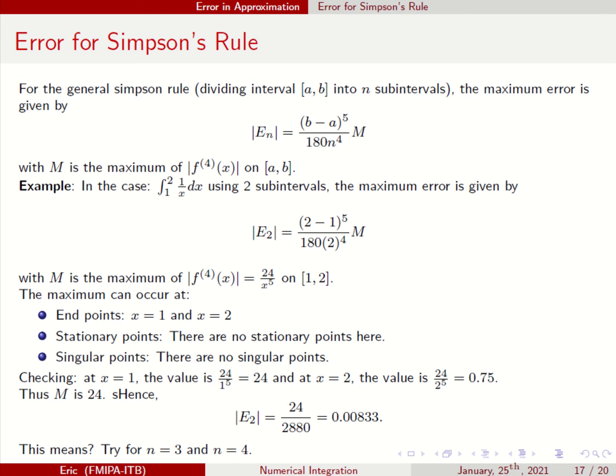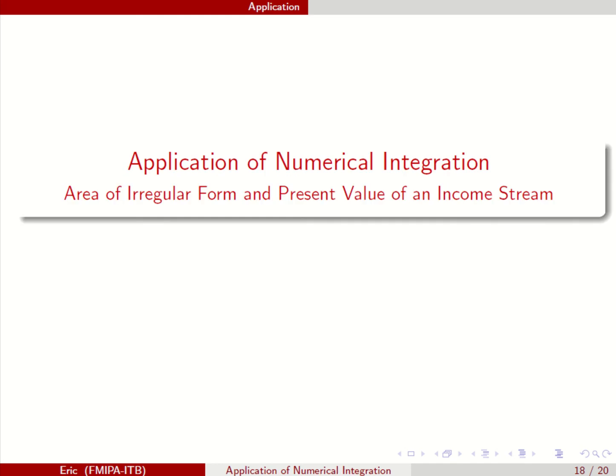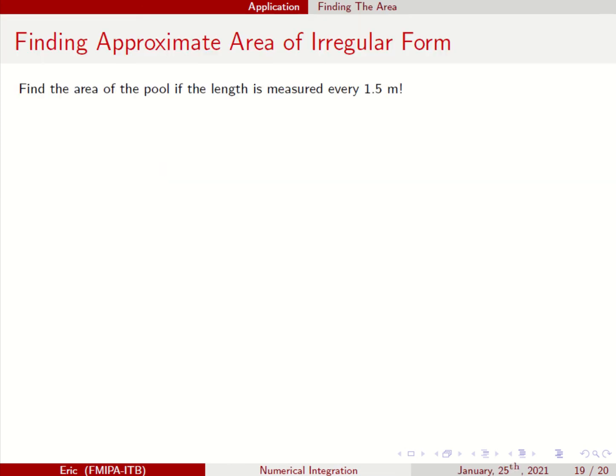Okay, try for n equals, no, sorry, not n equals 3, because when we are using Simpson's rule, we have to use an even number of subintervals. So maybe you can check 4 and 8. Okay, try. And the last one is the application of numerical integration, that is area of irregular form and present value of an income stream.